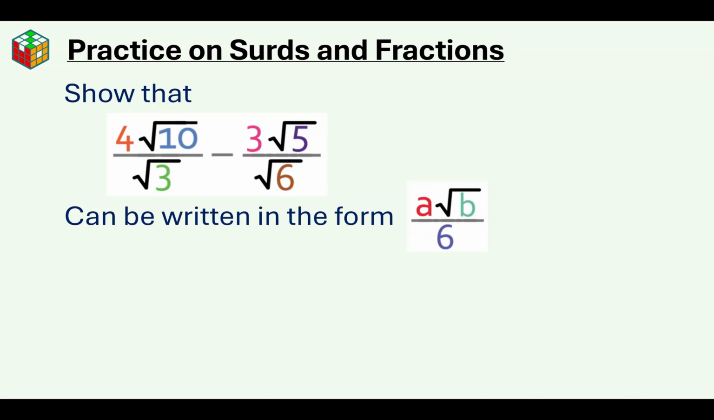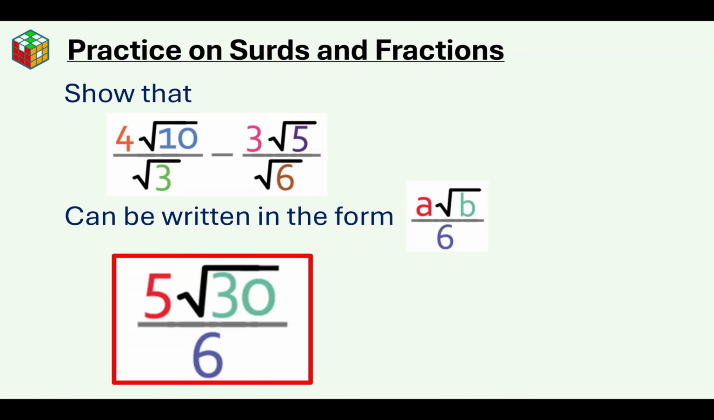Here is a practice. They ask you to show that these fractions with the surd can be written in the form of a root b over 6. So you can see that the denominator is going to be 6. What you're going to do is the same. Practice it, and I'm going to show you the answer in 5 seconds. This is the final answer.